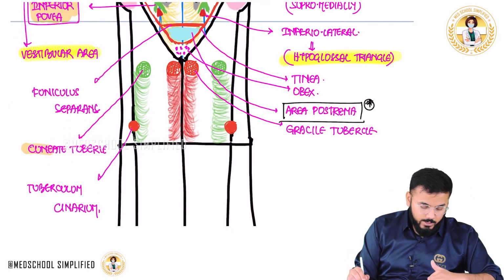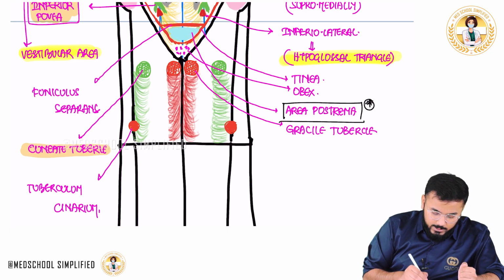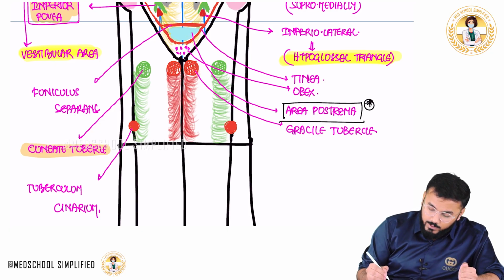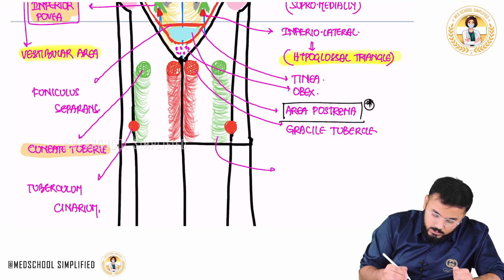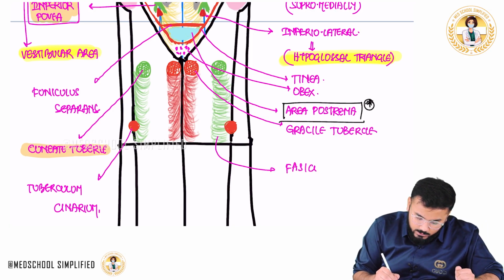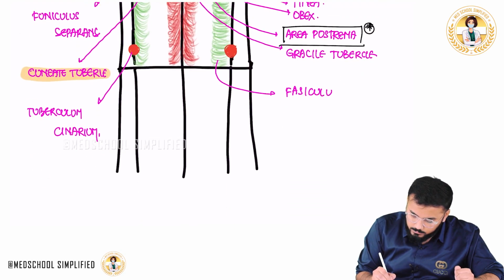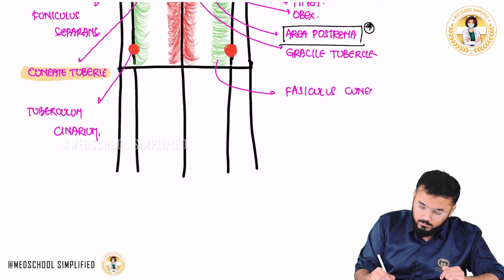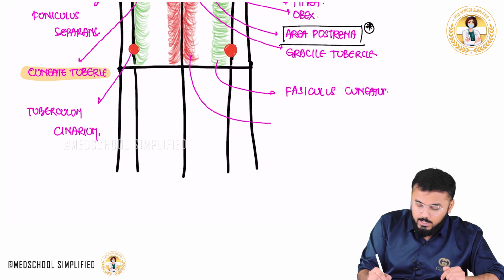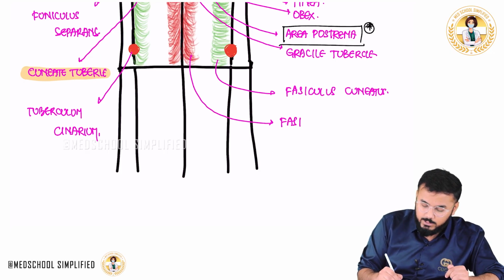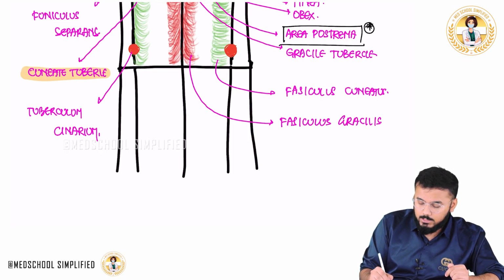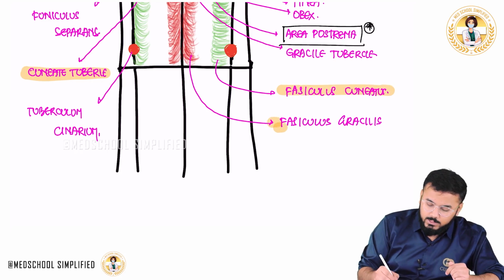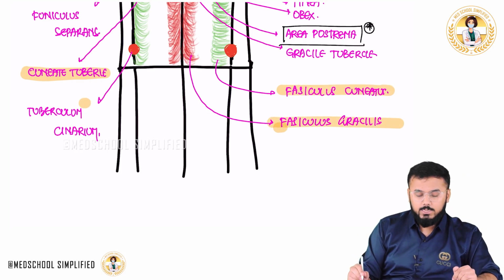Okay, next important thing is tubercles. We have got a cuneate tubercle like this. To the cuneate tubercle, what do we have? We have this fasciculus called fasciculus cuneatus, right? So let me write it down. This fasciculus is called fasciculus cuneatus and this red color fascicle is called fasciculus gracilis. Okay, so we have discussed fasciculus cuneatus and fasciculus gracilis over here.